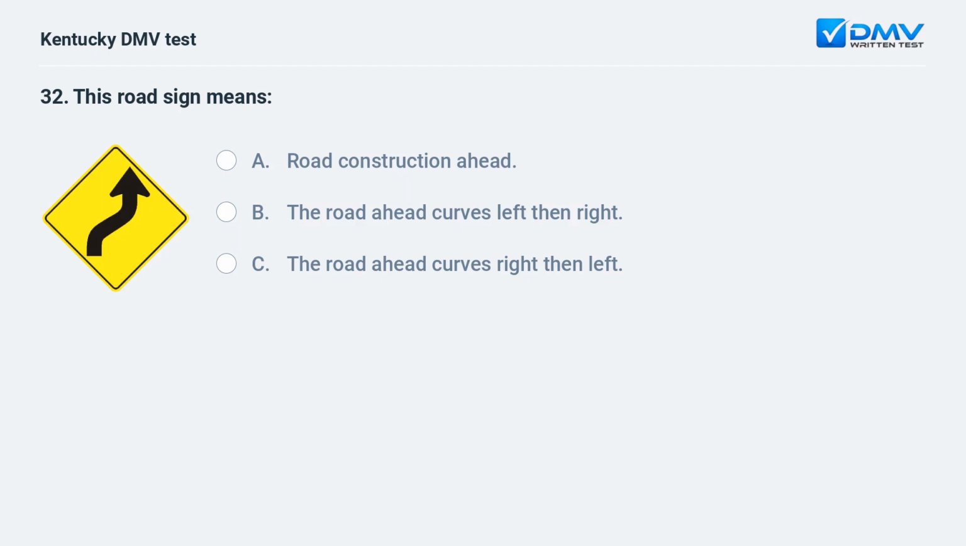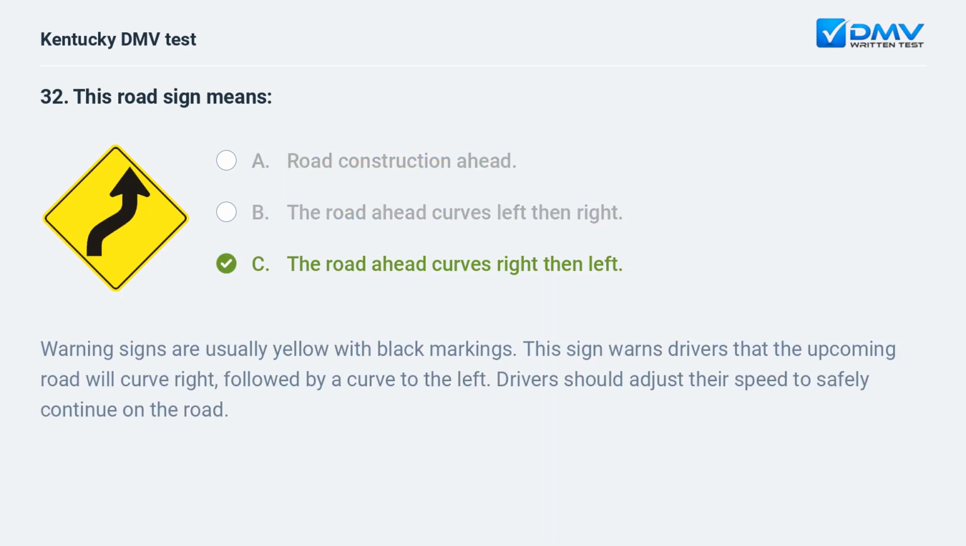This road sign means A. Road construction ahead. B. The road ahead curves left then right. C. The road ahead curves right then left.